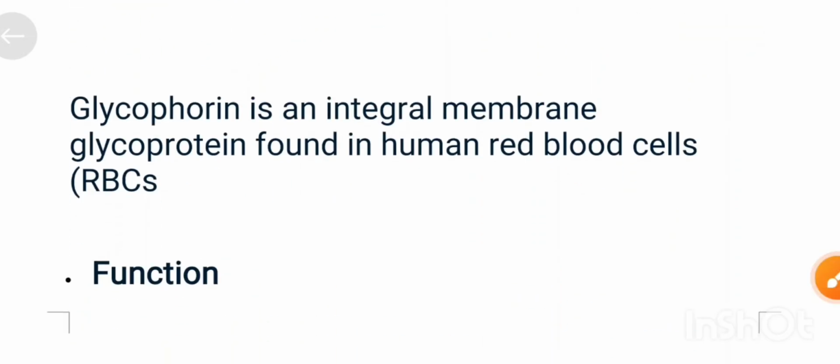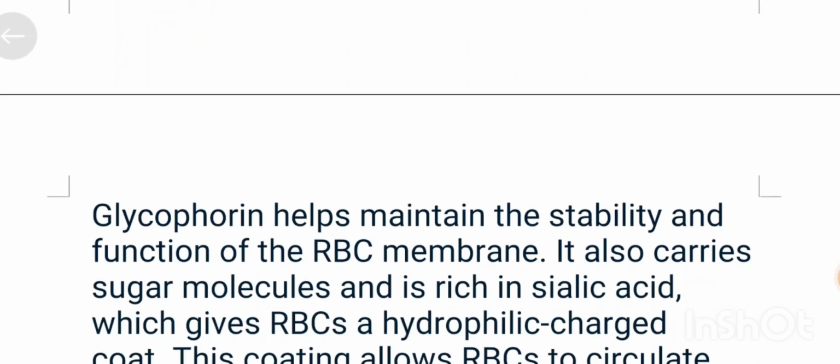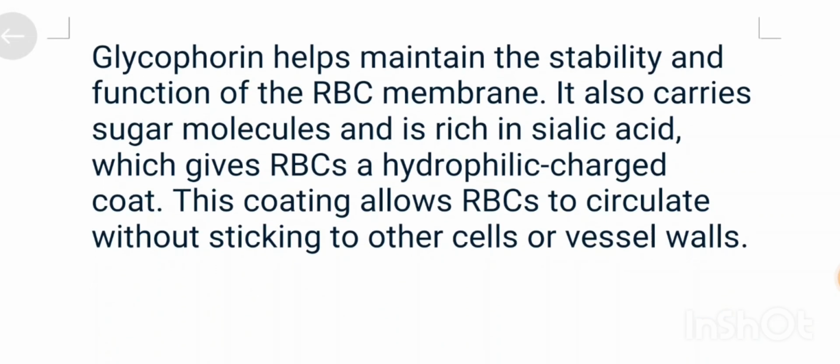Glycophorin is an integral membrane glycoprotein found in human red blood cells. Functions: Glycophorin helps maintain the stability and function of the RBC membrane. It also carries sugar molecules and is rich in sialic acids, which gives the RBC a hydrophilic charged coat. The coating allows RBCs to circulate without sticking to other cells or vessel walls.